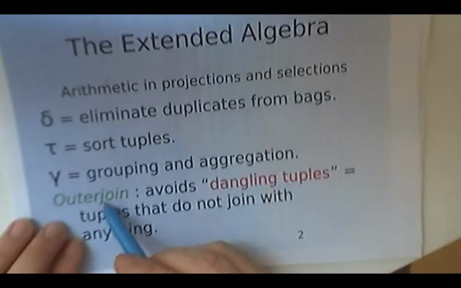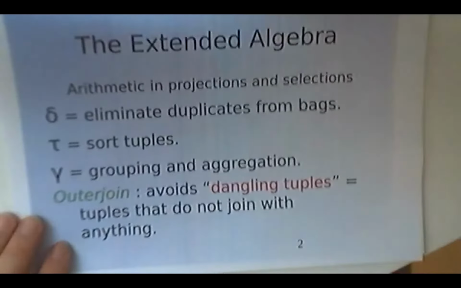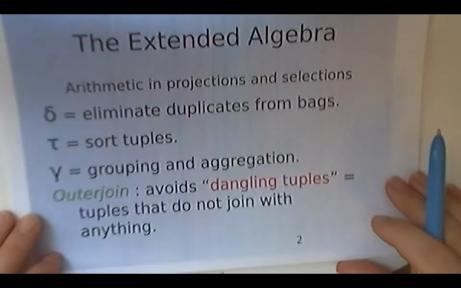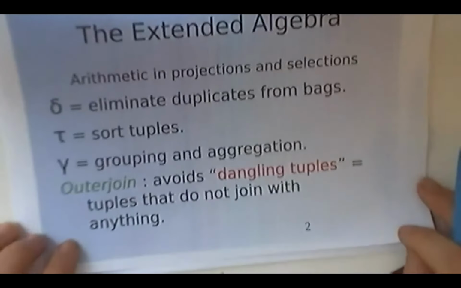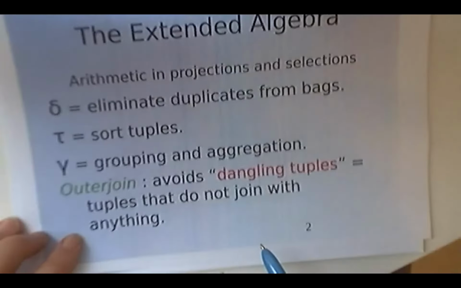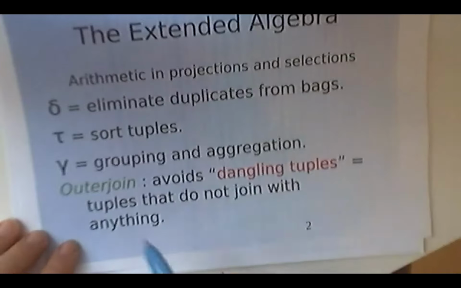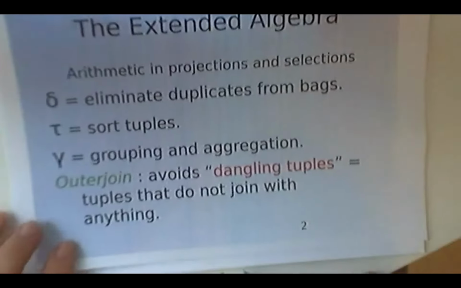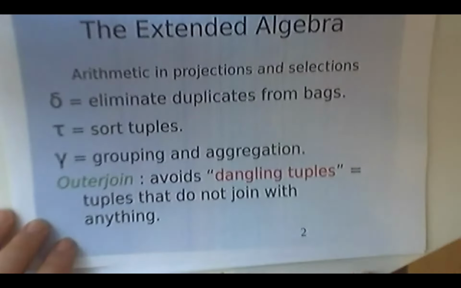Finally, there's an issue of what's called an outer join, which is a way to basically keep around the tuples that don't make it through a join. What we're going to do is pad out with null for those. So that's another example of how nulls are being used. They can be the result of an outer join.